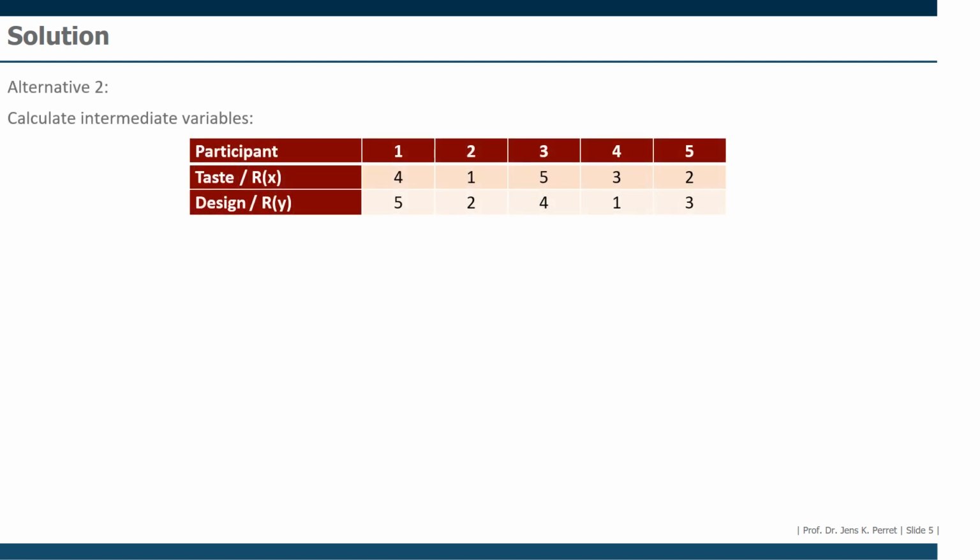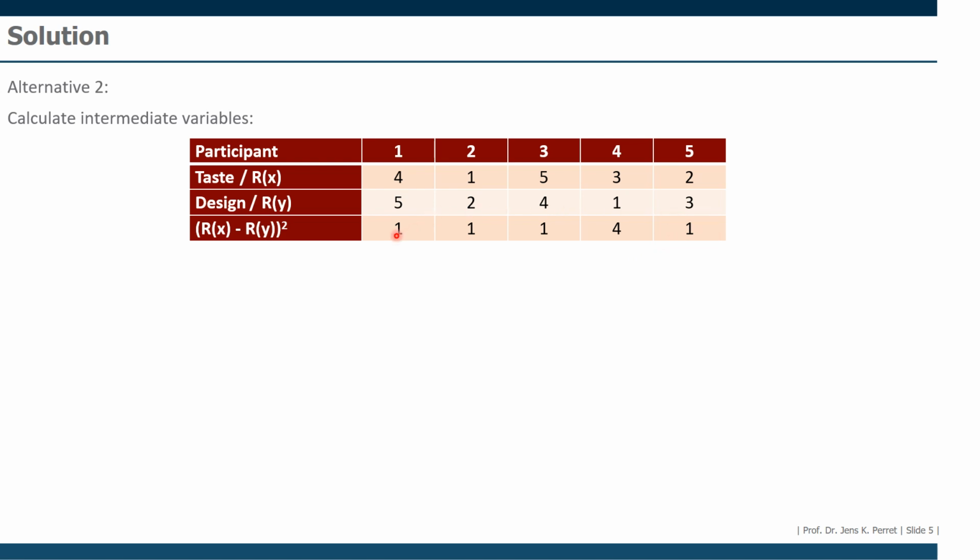So here I have the original table, and I'm just going to add this part. I'm just going to take the difference between those two variables. So 4 minus 5 squared is 1. 1 minus 2 squared is 1. 5 minus 4 squared is 1. 3 minus 1 squared is 2 times 2, to the power of 2, is 4. And 2 minus 3 is 1 squared is 1. So this gives me these values.